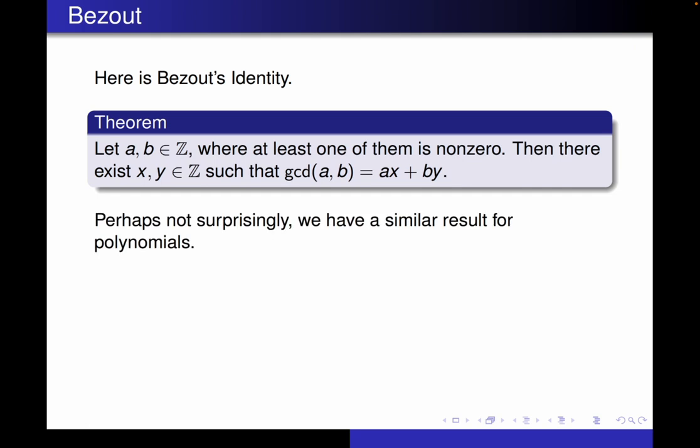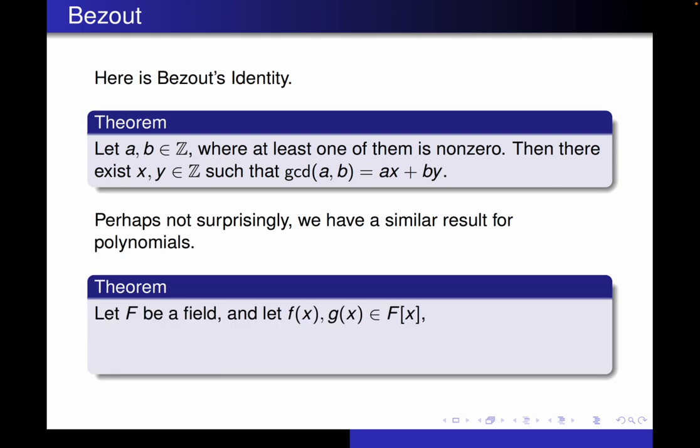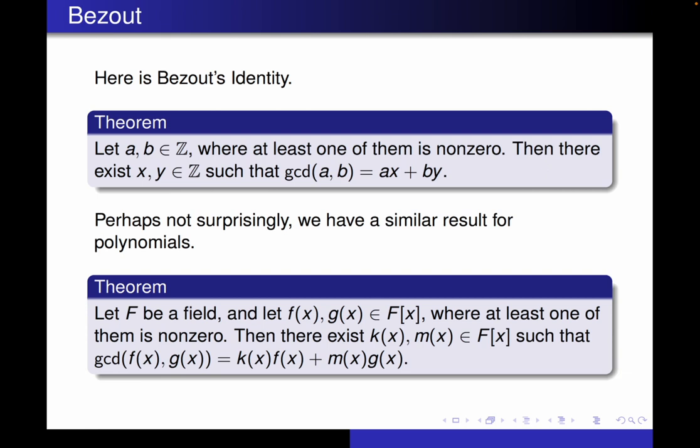And again, you're maybe not too surprised, but we have a very similar result for polynomials. Let F be a field and let f of x and g of x be polynomials, where at least one of those is non-zero. Then there exist polynomials k of x and m of x such that the GCD of f of x and g of x is equal to k of x f of x plus m of x g of x.